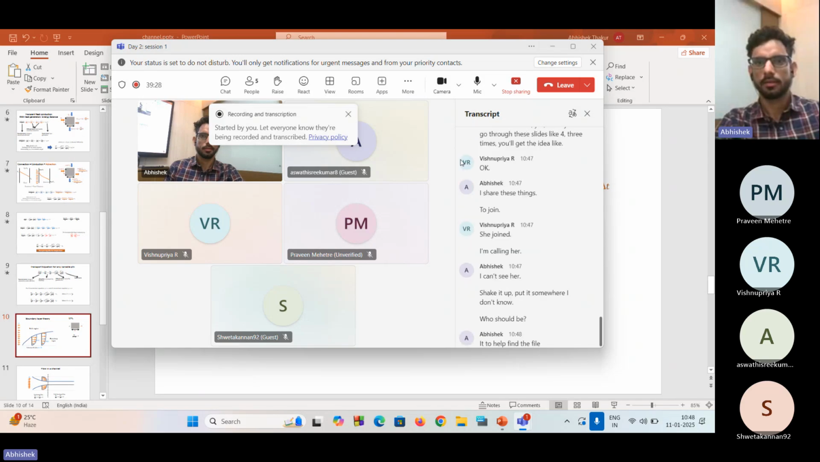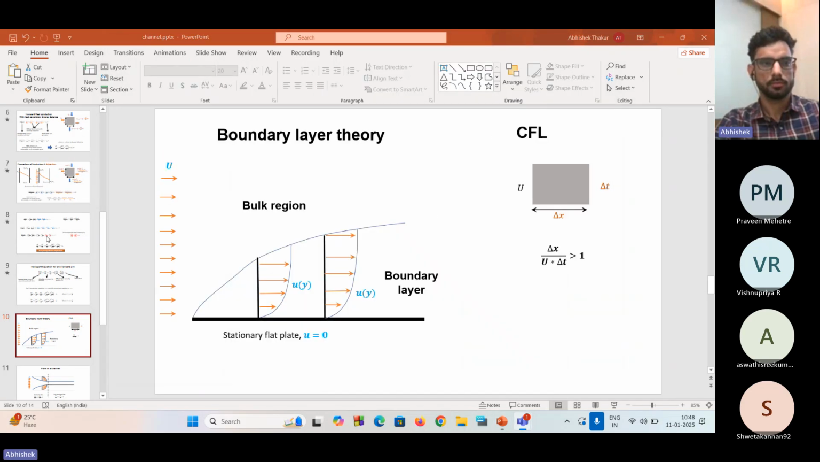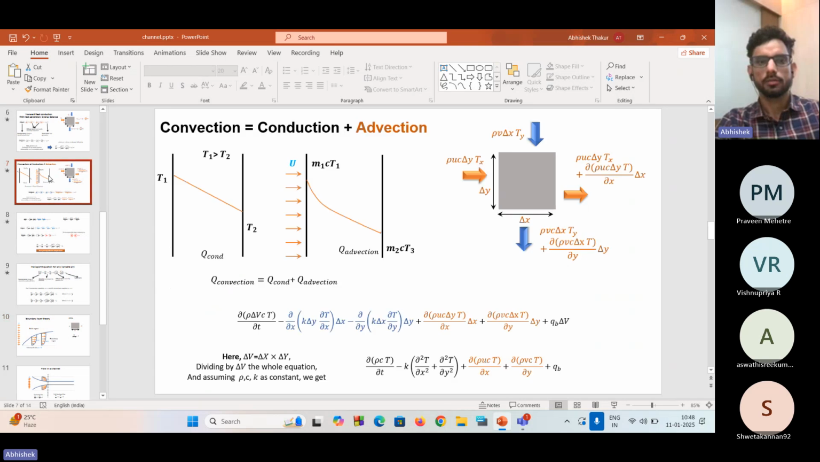So what does advection mean exactly? And why does it have linear variation? Conduction, sorry. And why is that hyperbolic or parabolic, whatever. So first, this is just a representation.